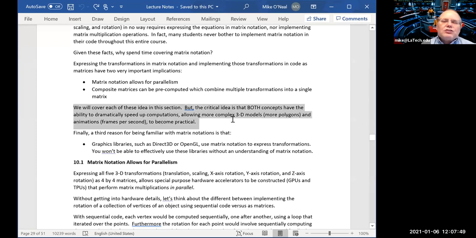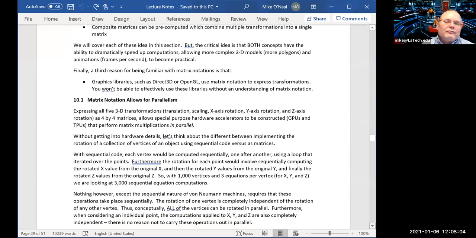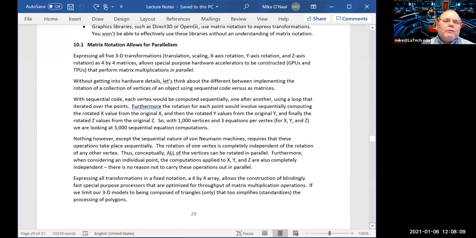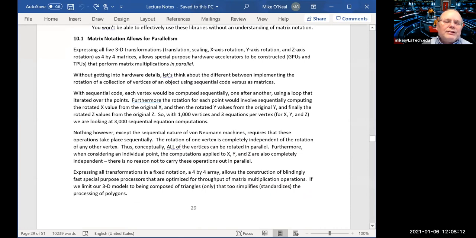Critical to all of this is dramatically speeding up computations, because the more computations you can do, the more detailed your models can be, the more polygons, the smaller those polygons, and the higher the frame rate. Now, we just talked about how the matrix notation allows for parallelism. Again, the hardware, the GPU or the TPU, allows you to do the matrix multiplication of dot products in parallel. We're not going to get into the hardware details. I'm not a hardware guy.